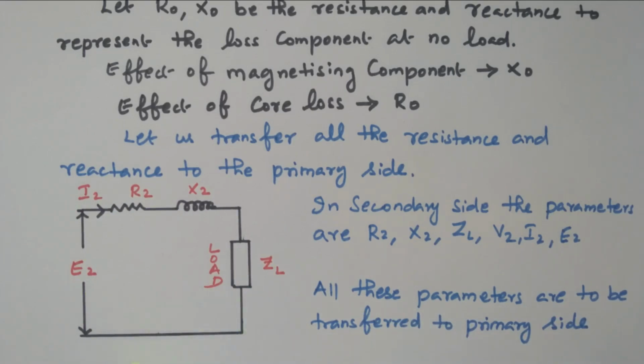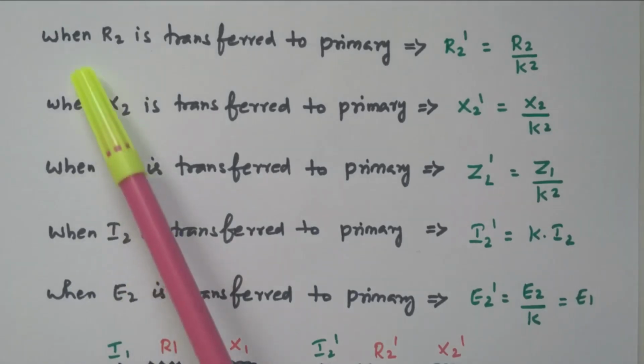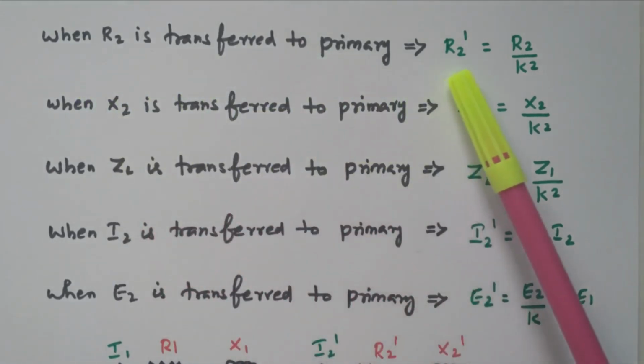While transferring to the primary side, we need to find the equivalent expression. We cannot transfer as it is. When R2 is available in the secondary, while transferring to the primary, we need to find the equivalent expression, because the effect of R2 in the secondary should be the same as in the primary. The effect should not change. The originality will not change. So while transferring to primary, we need to find the equivalent expression and equation for that. So while transferring the resistance R2 to the primary, it becomes R2 dash.